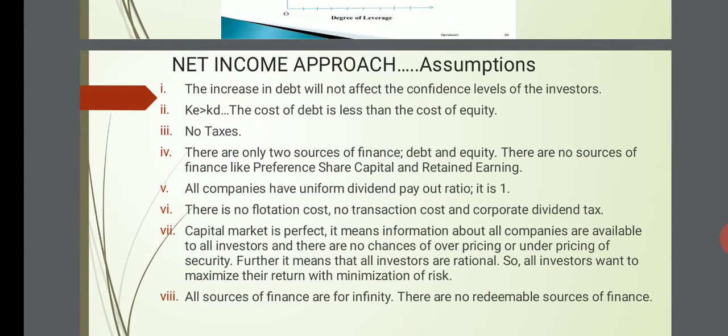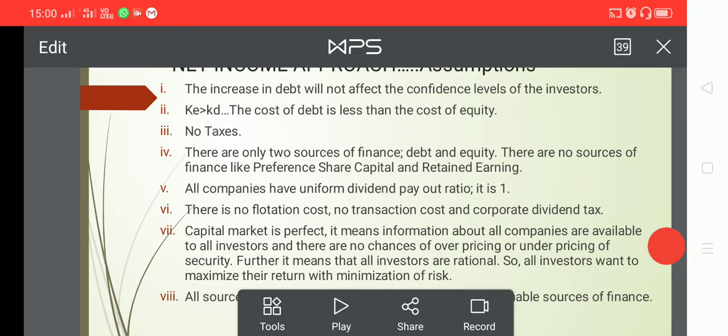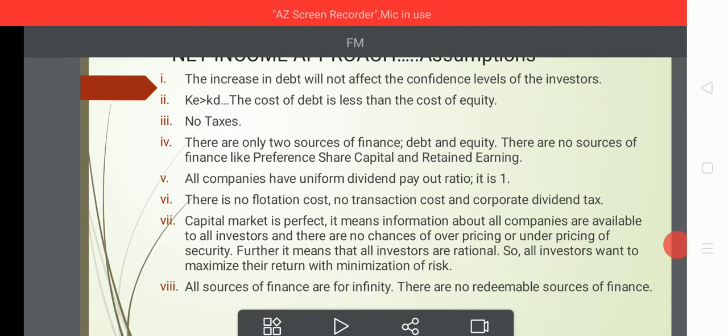What are the assumptions of net income approach? The increase in debt will not affect the confidence level of the investors. KE is more than KD, cost of equity is more than cost of debt. No taxes. There are only two sources of finance, debt and equity. There are no sources of finance like preference share capital and retained earnings. All companies have uniform dividend payout ratio, it is 1. There is no floatation cost, no transaction cost, and no corporate dividend tax.